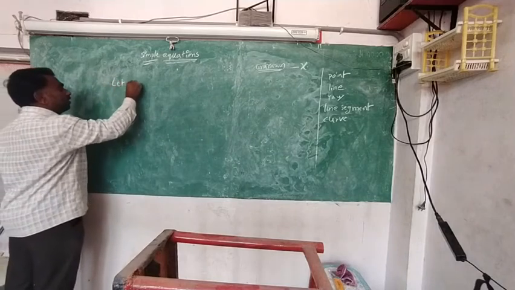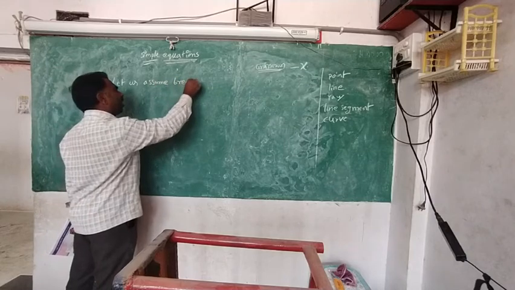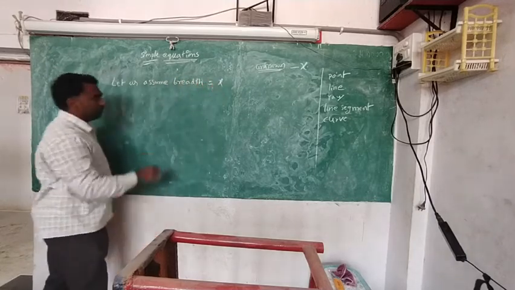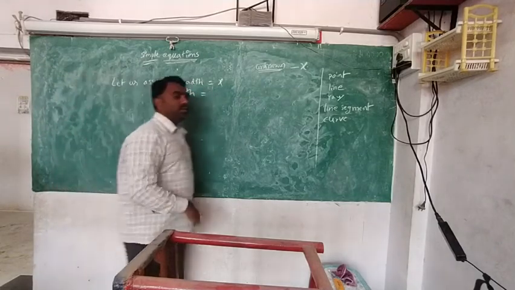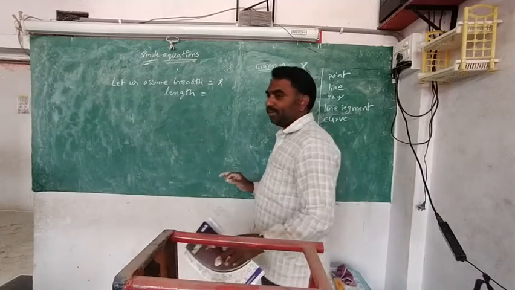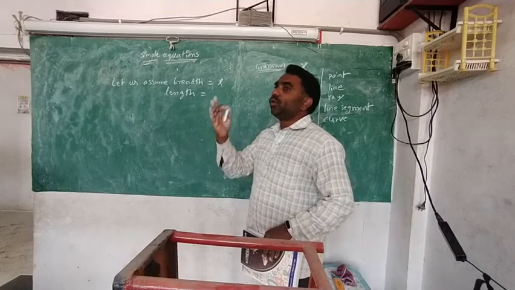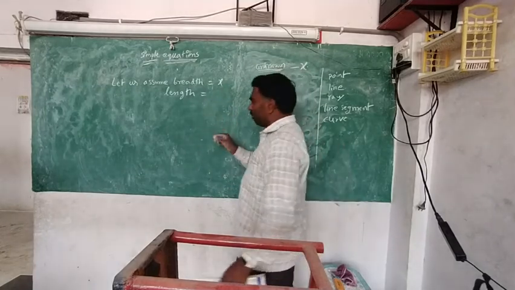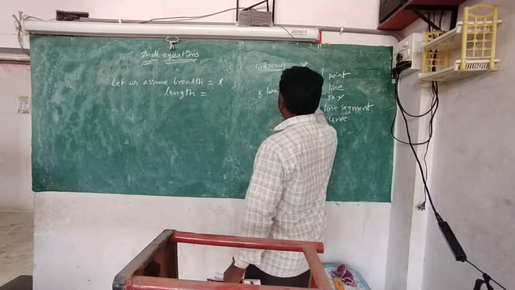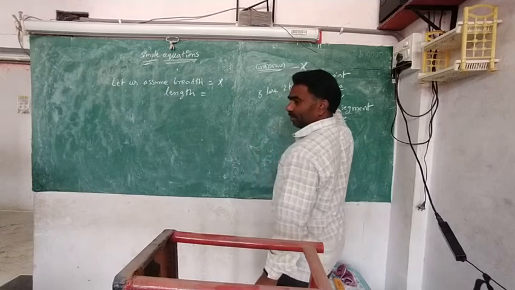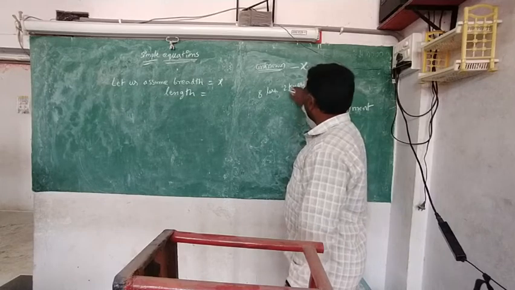So what will you write here? Let us assume the breadth is x. Now one more is there, the length. What is given? How it depends on breadth is given: 8 less than twice the breadth. You just write roughly, 8 less than twice means 2 times the breadth. Breadth you have taken as x. 2 times x means 2x.